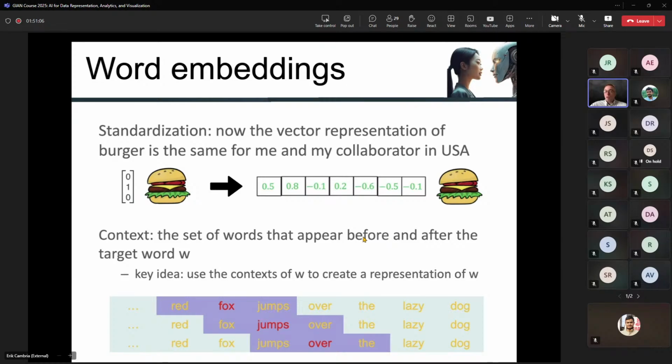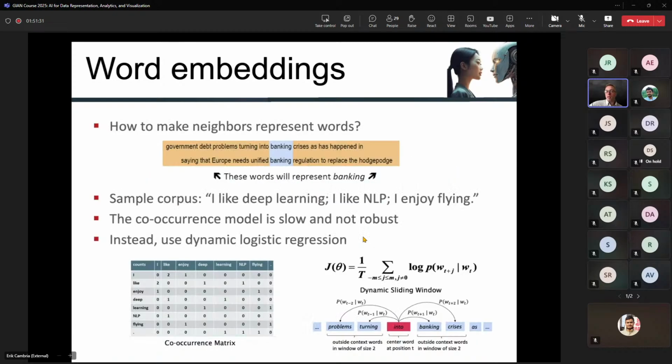But that was quite a random choice. If I use word embeddings, first of all, I have more contextual and informative information. And second of all, when I decide to use a specific set of embeddings, the same word embeddings that I have for burger will also be used by someone else at the other side of the world who is using the same set of embeddings. So it's also good for standardization in a sense.